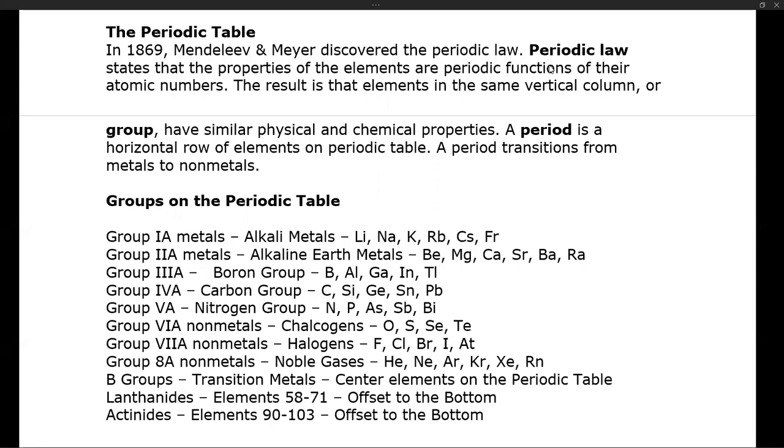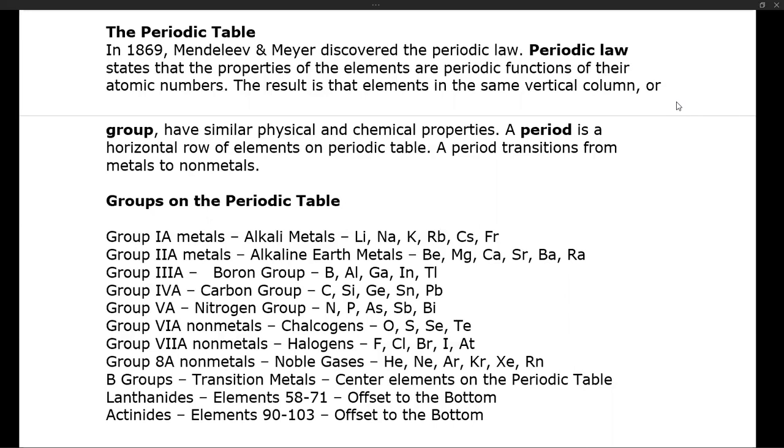All right, let's talk a little bit about the periodic table. 1869, Mendeleev and Meyer discovered periodic law. Mendeleev gets a little bit more of the credit because of the element germanium, which had been undiscovered at the time, and he was able to correctly predict its properties, but both of them were toying with the idea of periodic law.